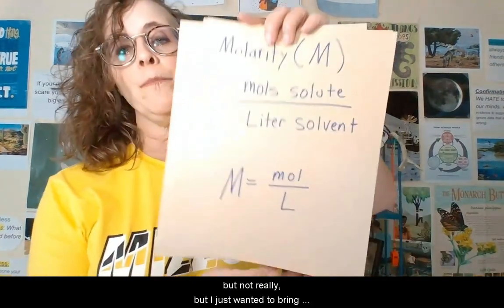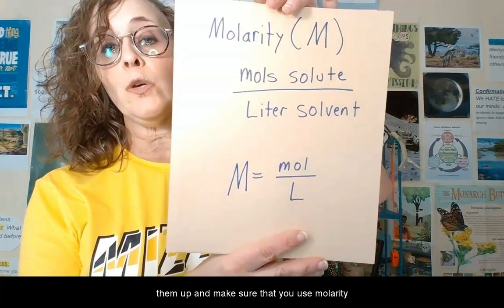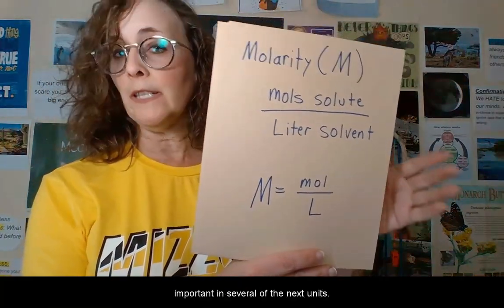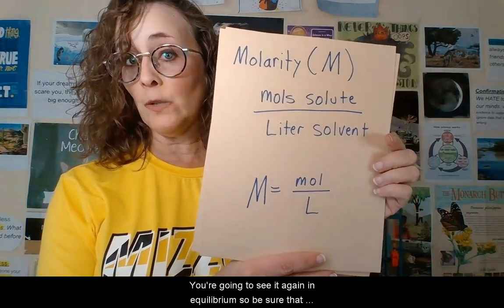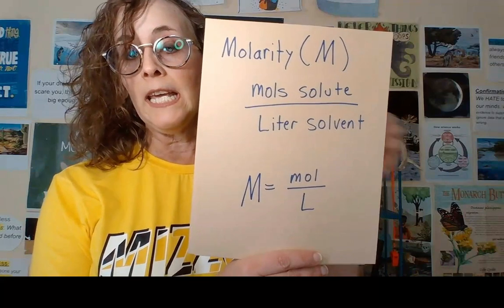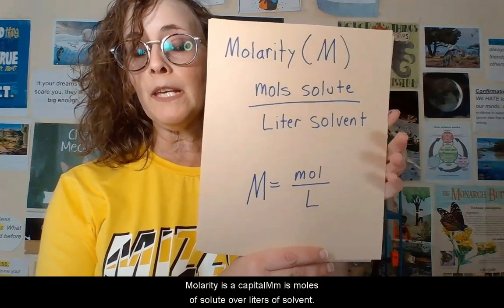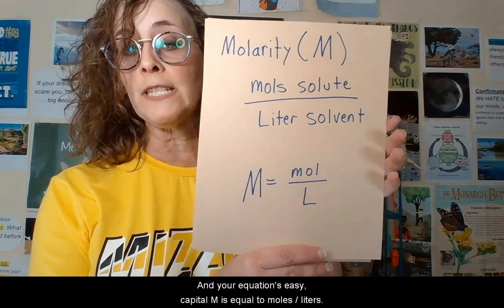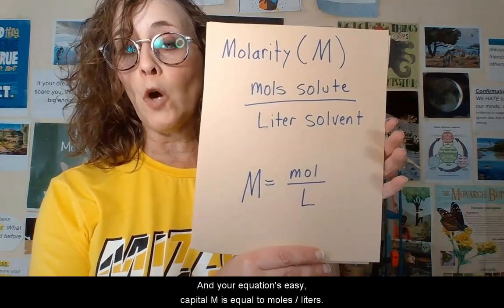But I just wanted to bring up, make sure that you use molarity correctly. Molarity is going to be important in several of the next units. You're going to see it again in equilibrium, so be sure that you're using it right. Molarity is a capital M. It's moles of solute over liters of solvent. And your equation's easy. Capital M is equal to moles over liters.